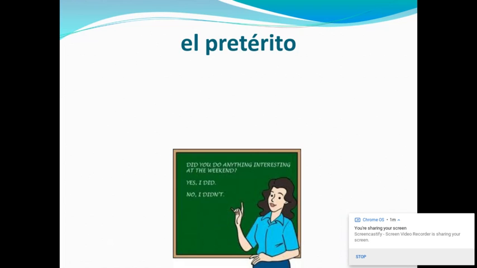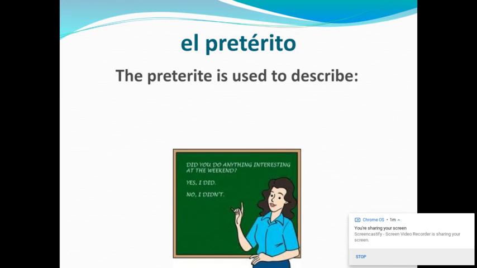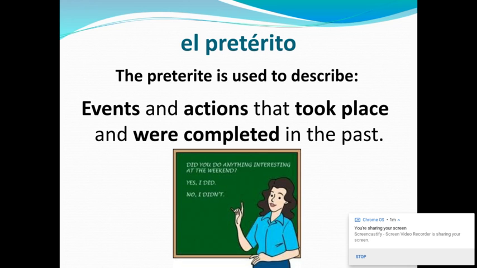If you look through the PowerPoint, El Pretérito, which you should remember from 8th grade, we started this in 8th grade. The preterite is used to describe events or actions that took place and were completed in the past. So this is a completed past action. The imperfect was either an ongoing action in the past or a repeated action in the past. The preterite tells you that something happened and it's over.